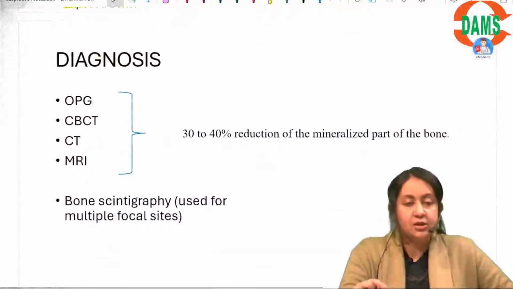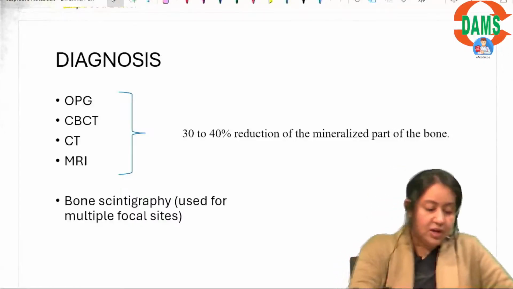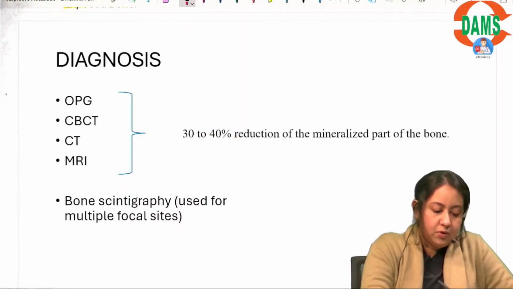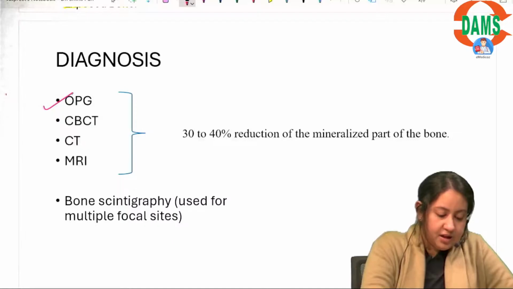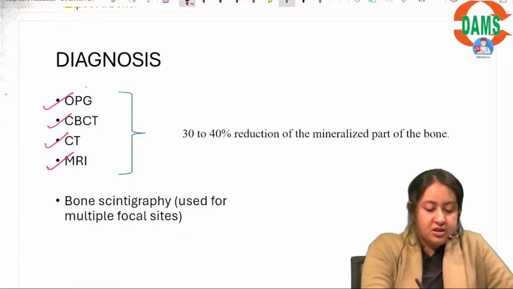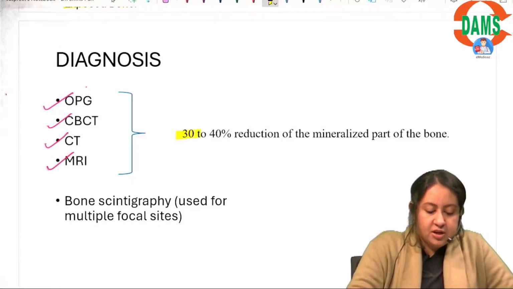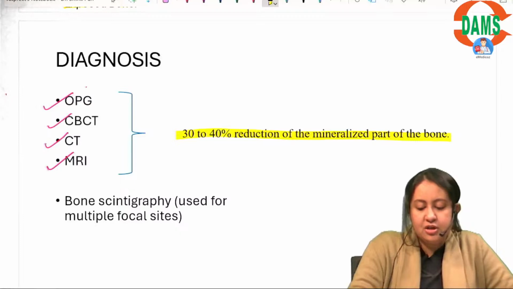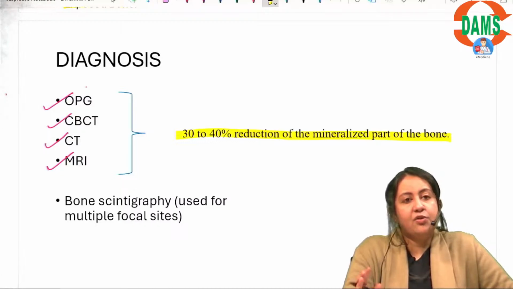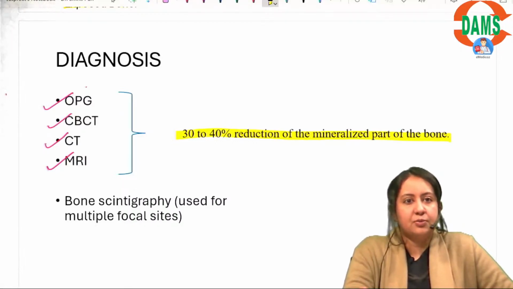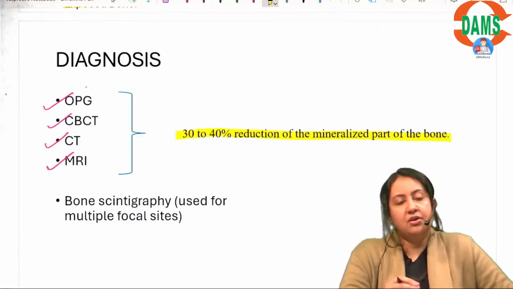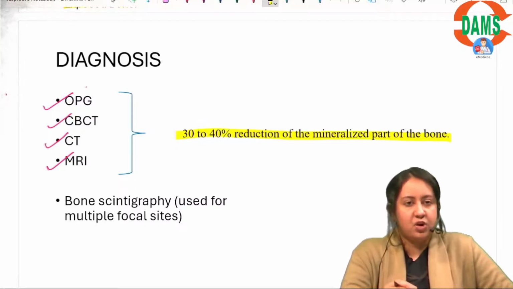Now coming to the diagnosis. So basically you can use any imaging modality, that is either your OPG, CBCT, CT or MRI. Now the most important thing here is there has to be 30 to 40% reduction of mineralization of the bone. Or there has to be 30 to 40% loss of mineralized part of bone. Only then osteomyelitis would be evident on a radiograph or on any imaging modality.